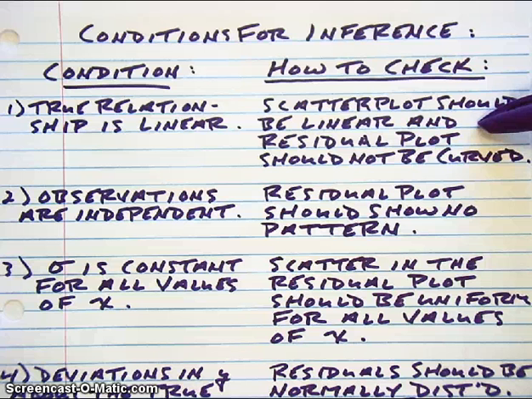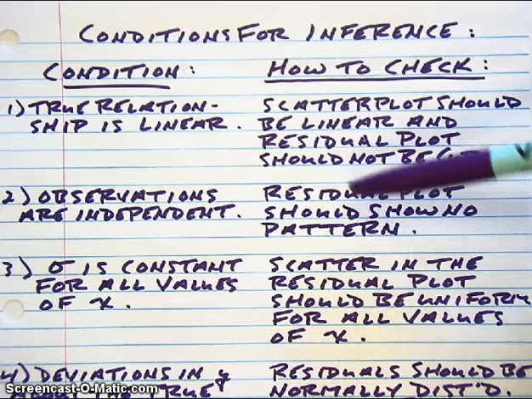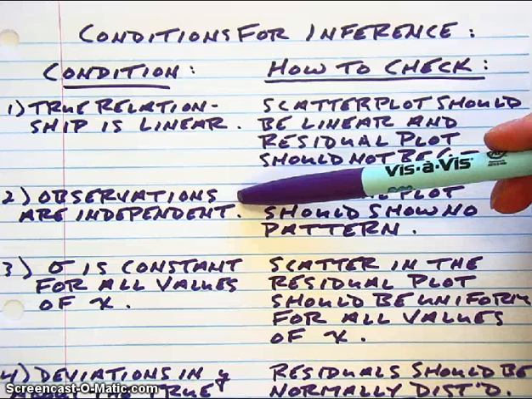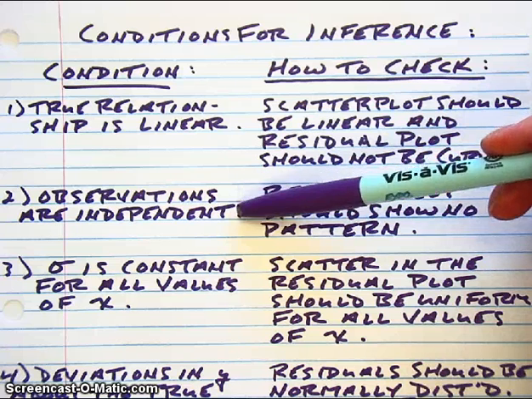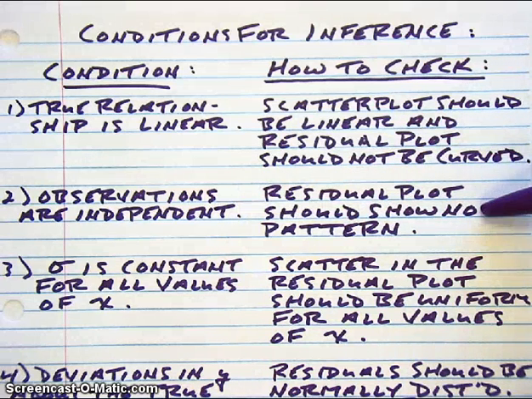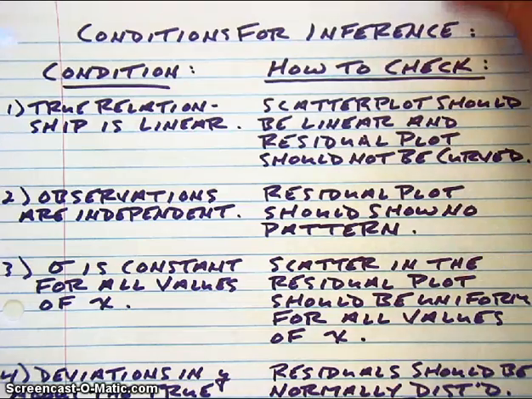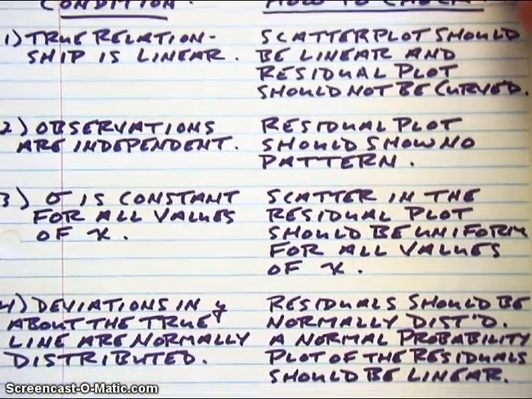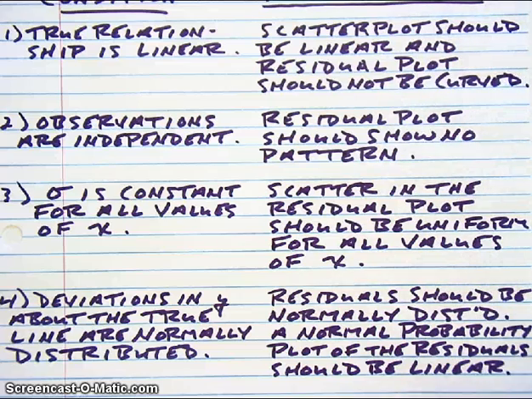The residual plot also should not be curved. What you might see in your scatter plot might look fairly straight, but then when you look at the residual plot after you do the regression, you might find that there's some curvature to that, and a perfectly straight line relationship might not be appropriate, and you can fix that using techniques that you'll learn later. Second condition, the observations in your data should be independent. The residual plot should show no pattern, and we'll show an example in a future video.